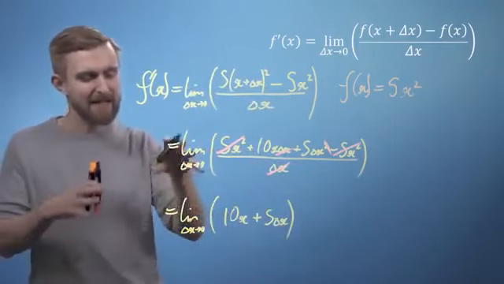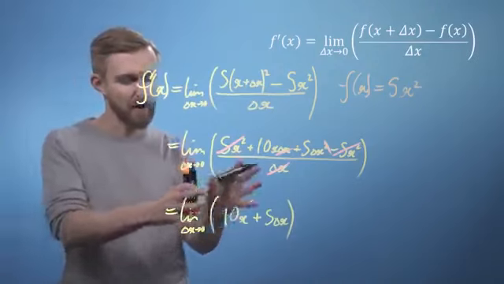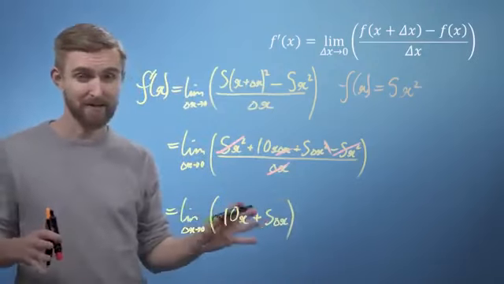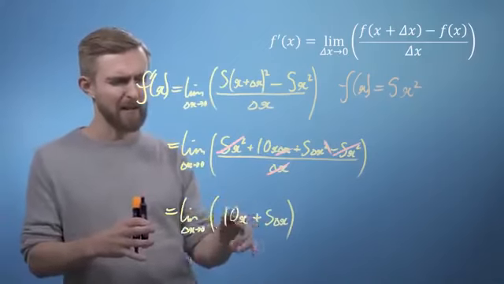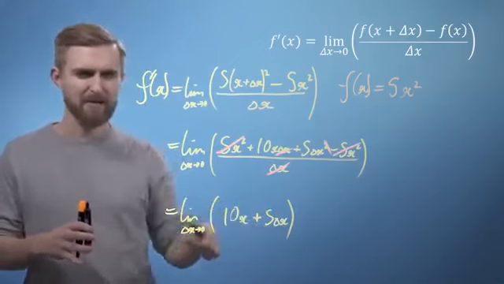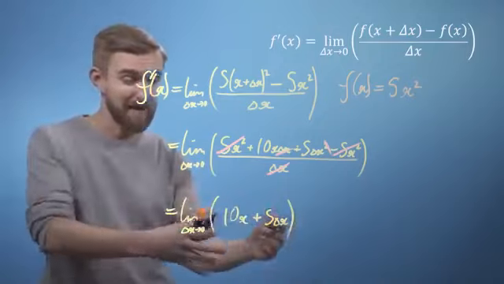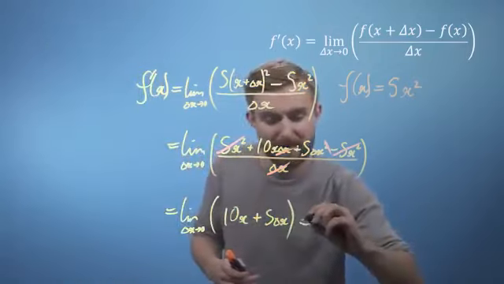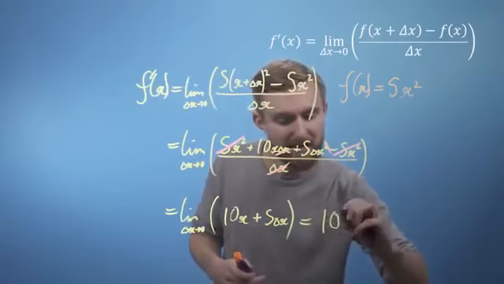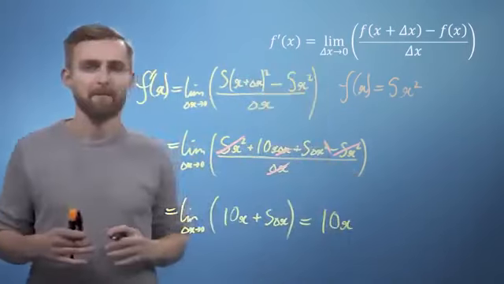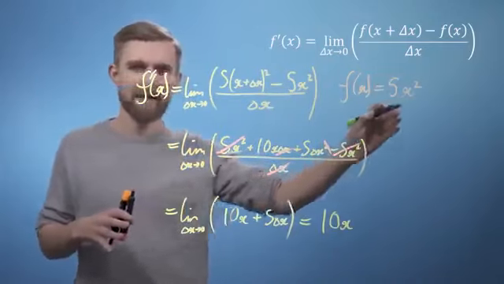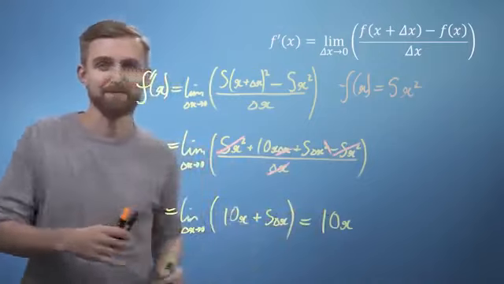Okay, and we're looking at this thing. So it's saying the limit as delta x goes to 0 of this expression here. Now, only the second term has got a delta x in it. So what's going to happen? As our delta x goes to 0, we're going to just forget about this term. It's going to become extremely small. So we can write that this is equal to just 10x. So the derivative of the expression 5x squared is just 10x.